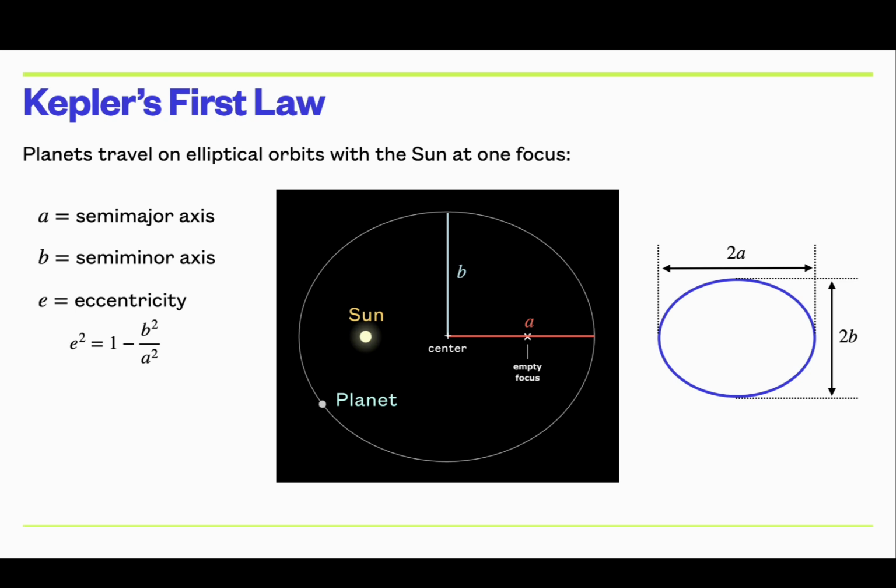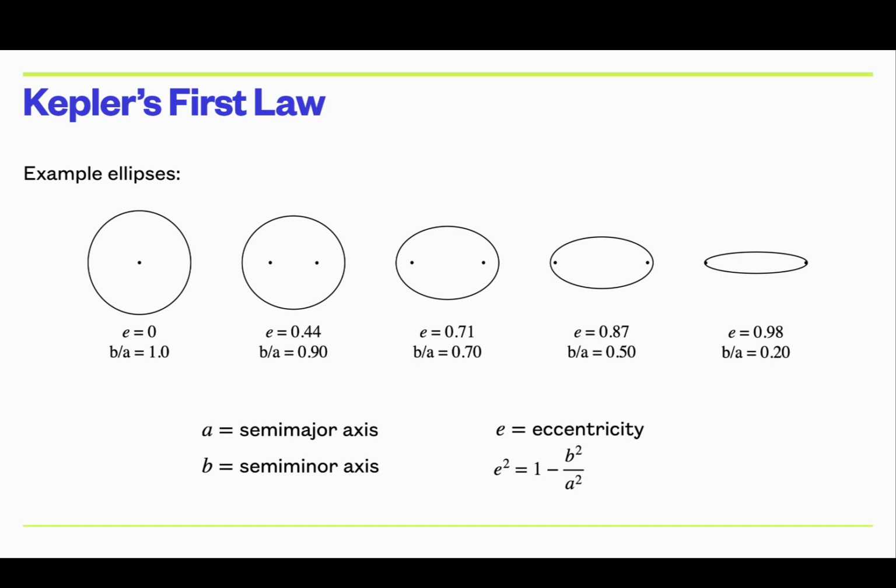Sometimes the eccentricity is written as e, sometimes as epsilon. Sorry for mixing the notation, but it's the same as the epsilon term that we had before. Here are some examples of ellipses. An ellipse with an eccentricity of 0 is just a circle, and an ellipse with an eccentricity of 0.9 is this really flattened thing. Just to get you a feel for what these things look like.